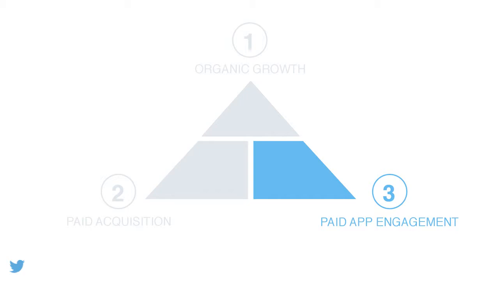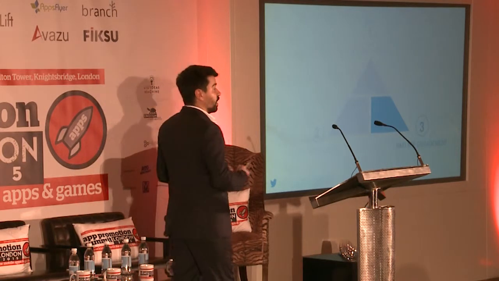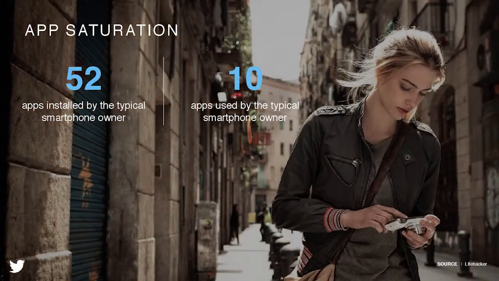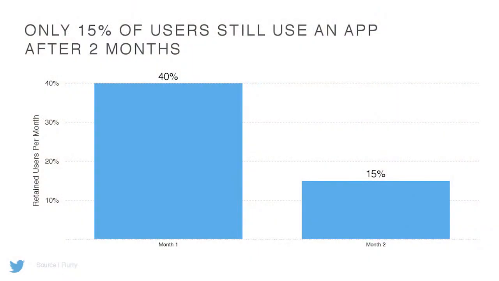And something that I discussed at the beginning of the presentation is the nomenclature issue. Why should marketers wait for users to become dormant? Why do we not make those users profitable users now and protect your bottom line? We can see that 52 apps are installed on the average smartphone user's handset, and only 10 of those apps are used in any repeated fashion. To boot, only 15% of users still use an app after 2 months.